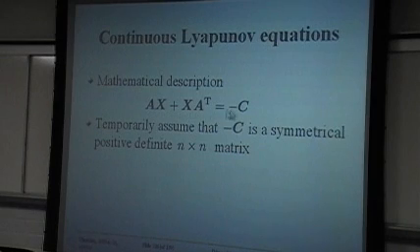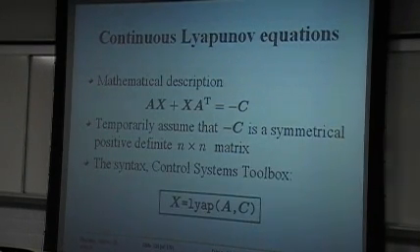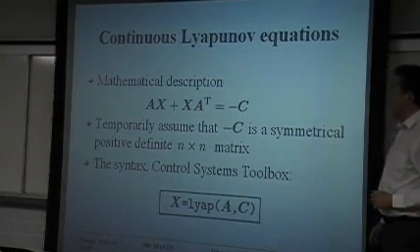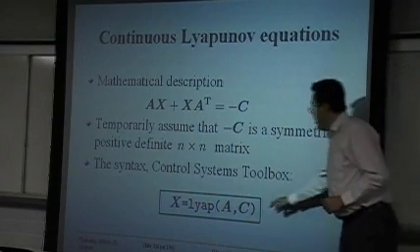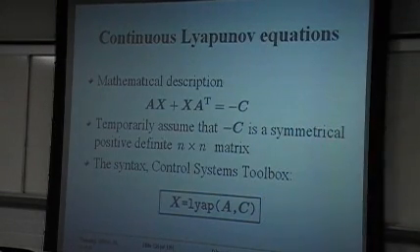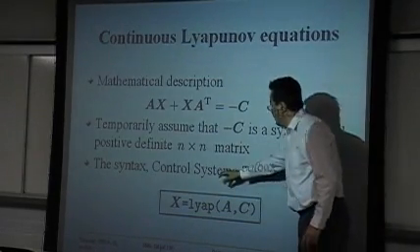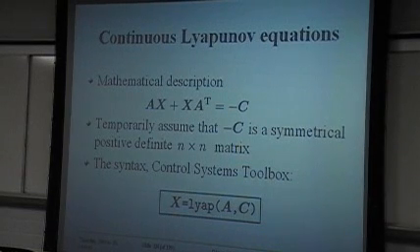So let's consider this equation first. If A and C are known, how can we solve the equation to find X? It seems to be quite complicated, if you do not have any experience in solving this kind of equation. So what we need to do is to use the existing Matlab function lyap to solve it. This function is provided in the Control System Toolbox of Matlab. So if you know A and C, you can solve it directly.